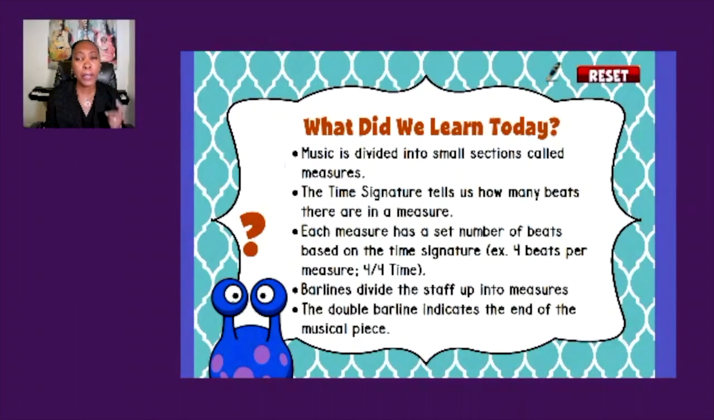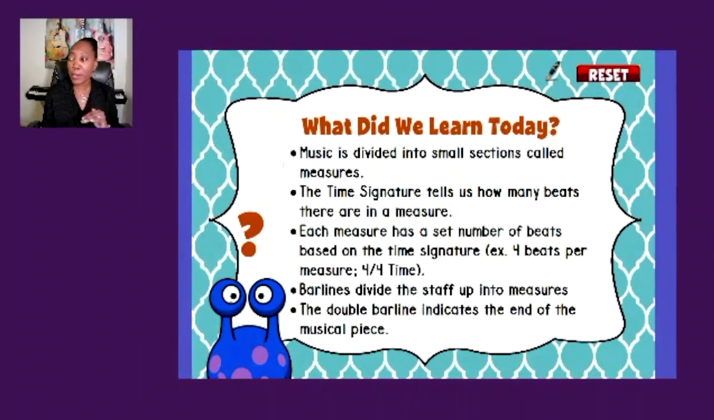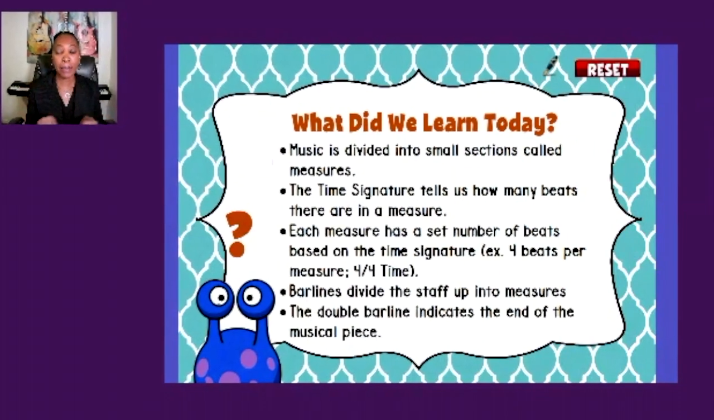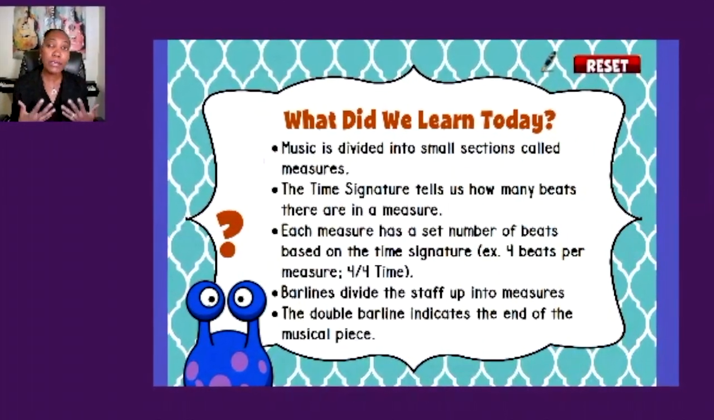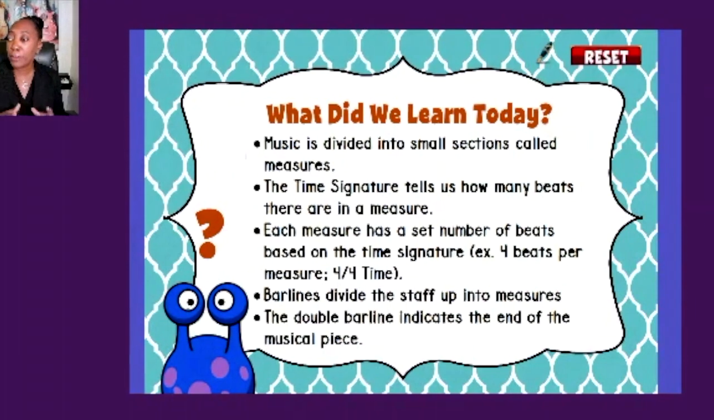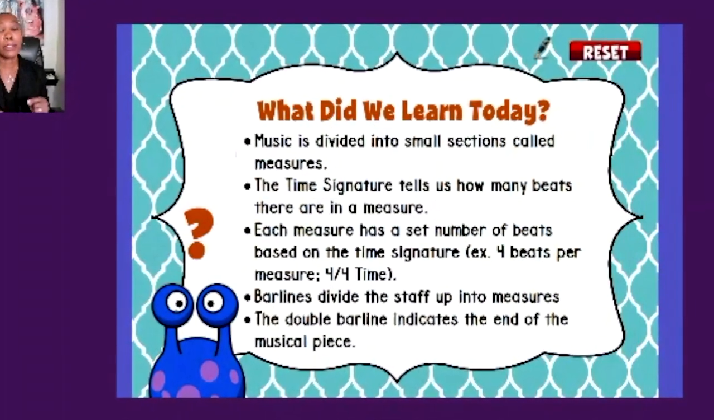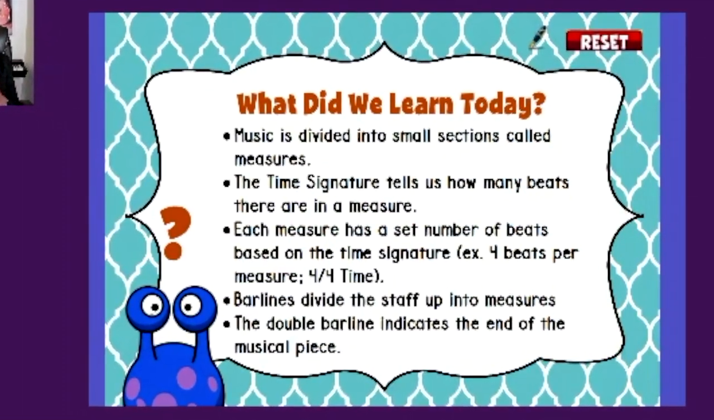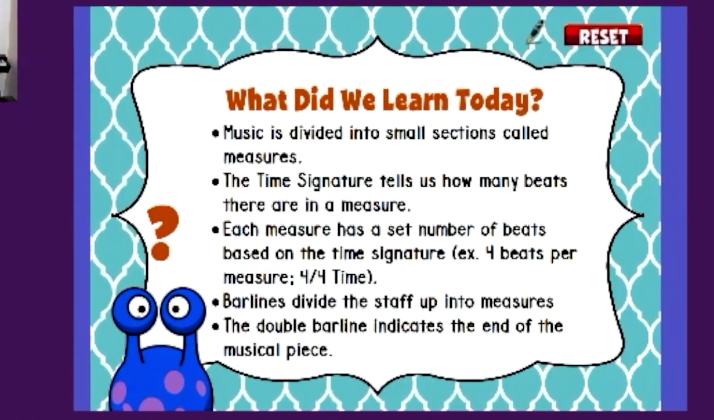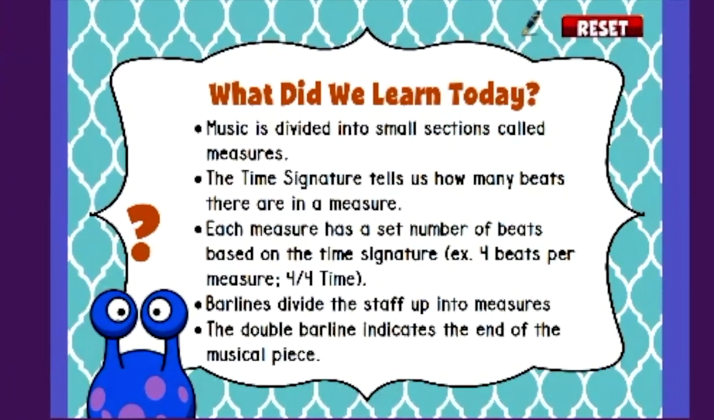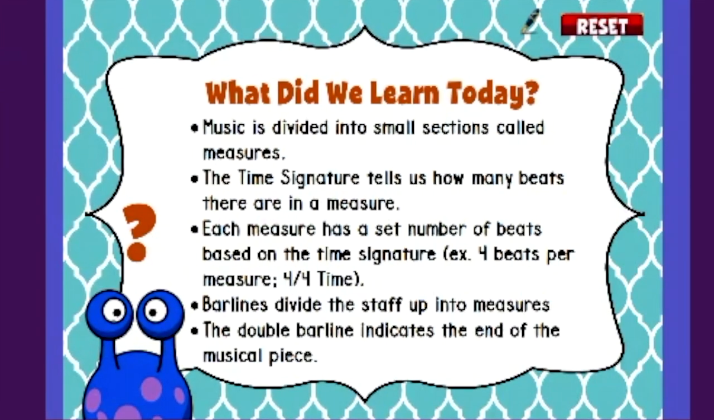And let's talk about what you learned in class today. What did we learn today? Well, we know that music is divided into small sections called what? Measures. And if it helps, you can think of an imaginary rectangular box. The time signature tells us how many beats there are in a measure. We also talked about each measure has a set number of beats based on the time signature. So for example, 4/4 time, 1, 2, 3, 4, 4 beats in that 4/4 time signature. And bar lines divide the staff into measures. And of course, that double bar line is placed at the end of the musical piece.